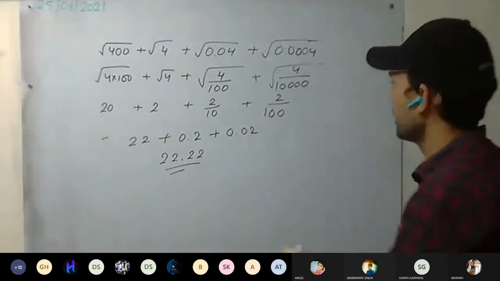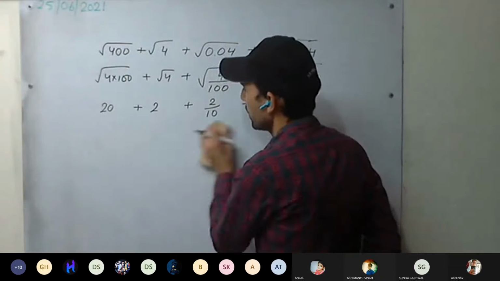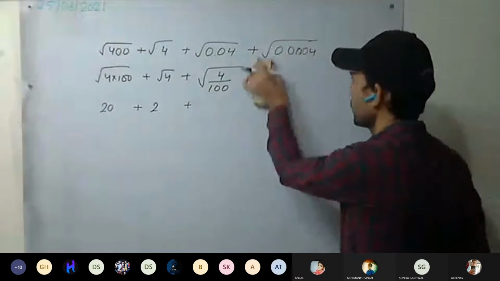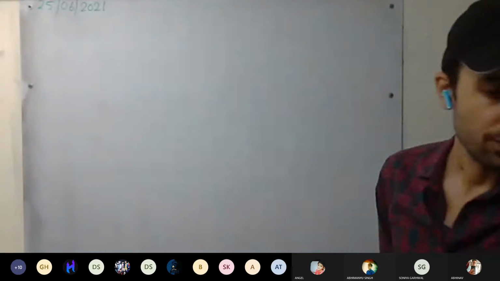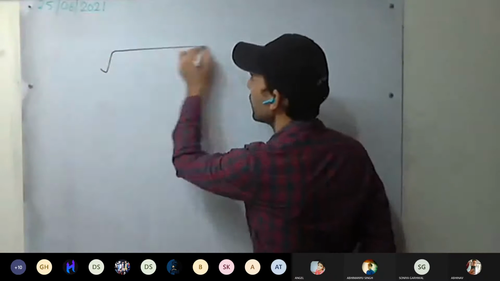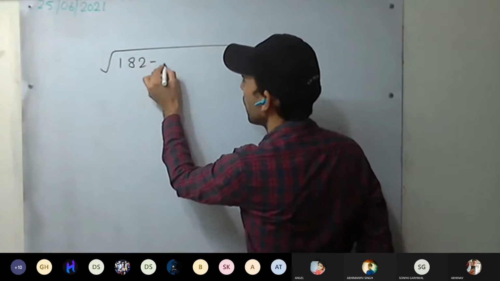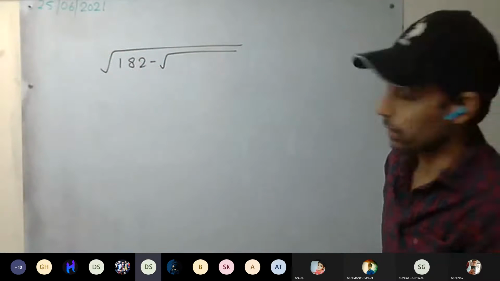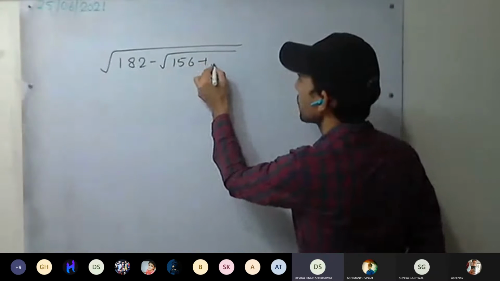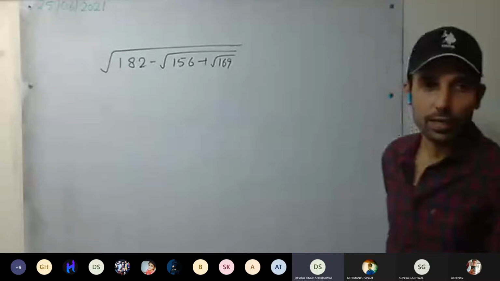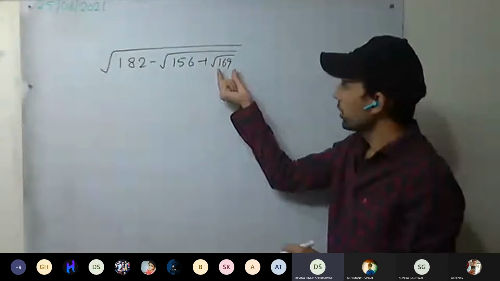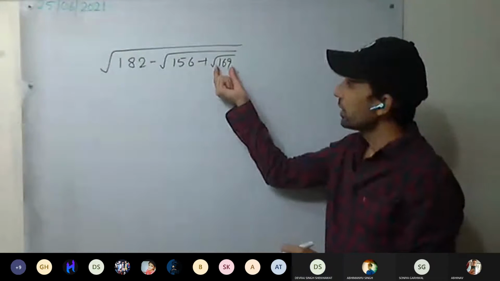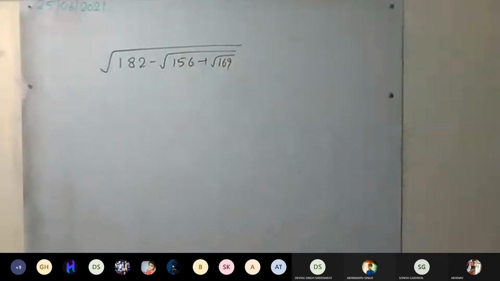Try it in your notebook, how you're going to proceed. There is a root under a root under a root. So start solving the first root, that is root 169. The question is root of 182 minus root of 156 plus root of 169. From where will we start? Start from below, from here. First find the root of this one, then add it to this, then keep finding the roots.